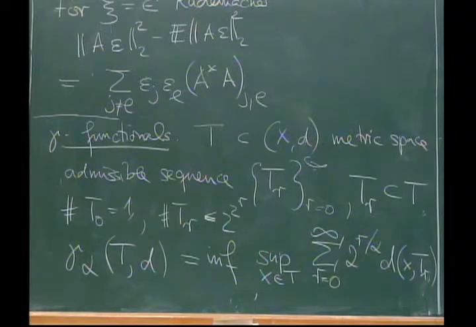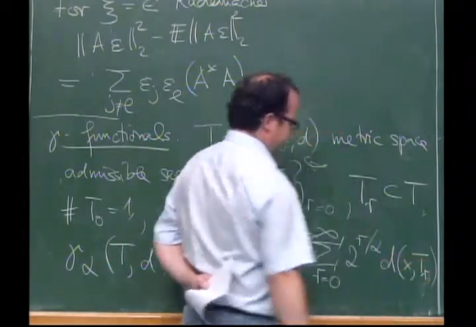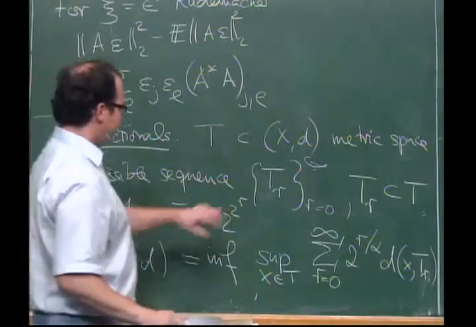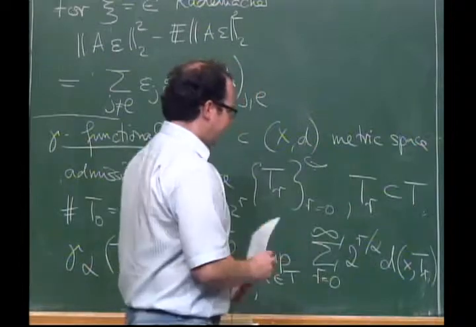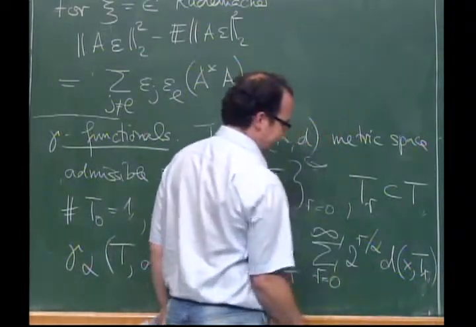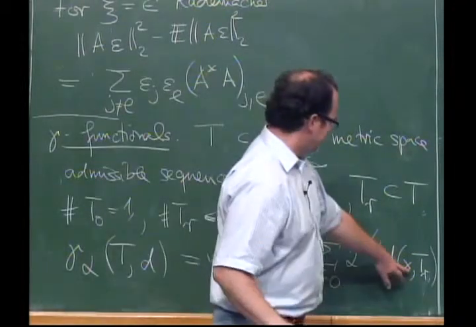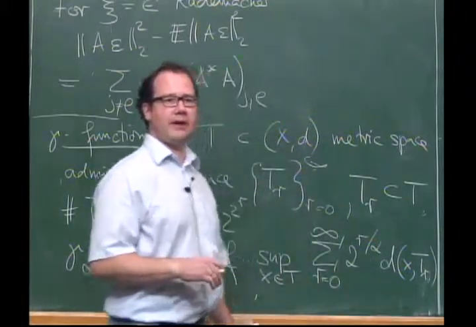So the idea is that this measures somehow the complexity of that set in that metric D. If you look at this term, you should think of these sets as trying to cover finer and finer this set T. So the idea is that if R increases, then if you're given a point, these distances become smaller and smaller because you're covering that set finer and finer.